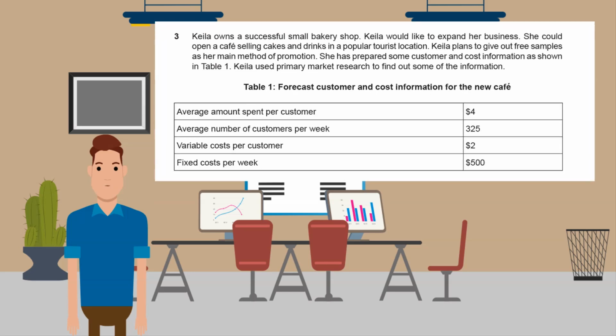Next, question 3. The setup is as follows. Keila owns a successful small bakery shop. Keila would like to expand her business. She could open a cafe selling cakes and drinks in a popular tourist location. Keila plans to give out free samples as her main method of promotion.